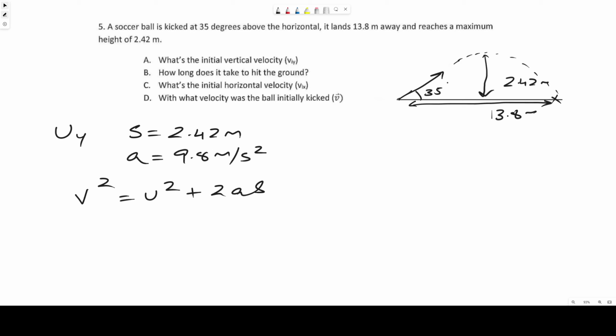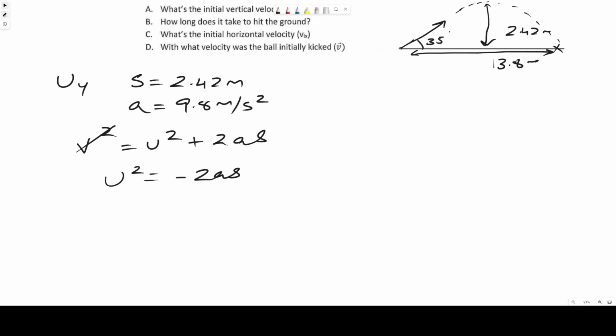I know that at my maximum height, the ball is going to have a vertical velocity of 0. So we know my final is 0, and I can cancel that out. So u squared is equal to negative 2as. I'm going to say u squared is equal to negative 2 times negative 9.8, because acceleration is in the downward direction so it's a negative value, times 2.42.